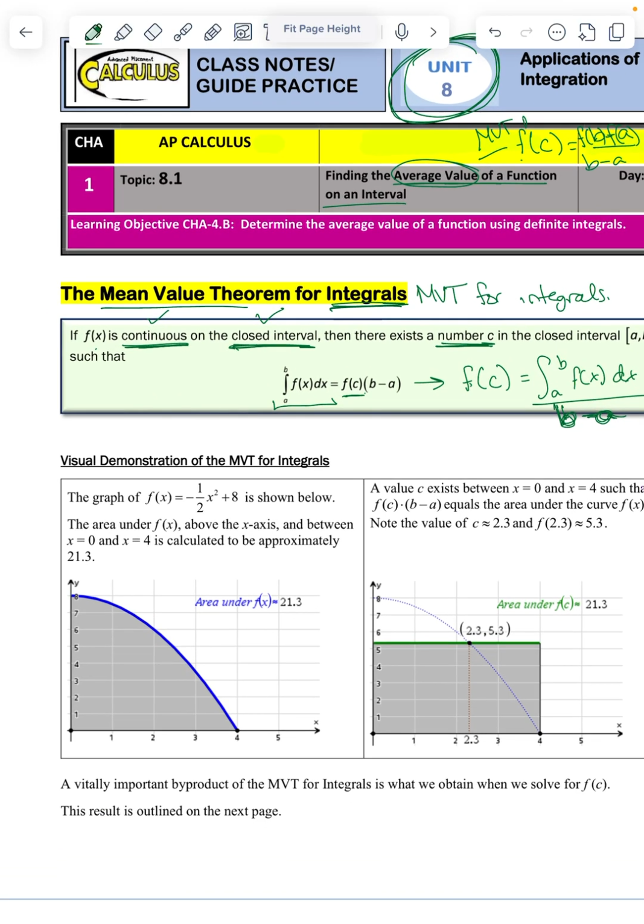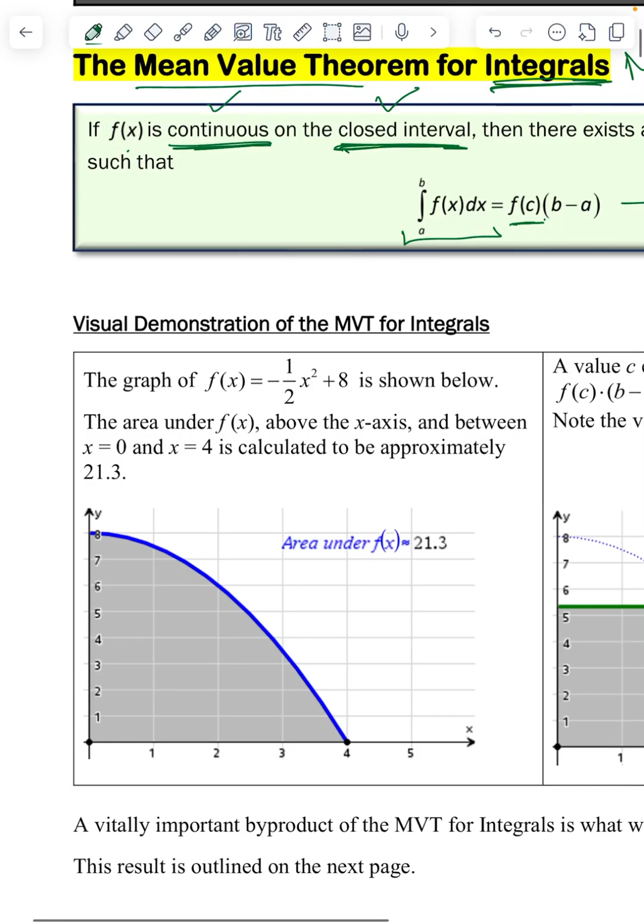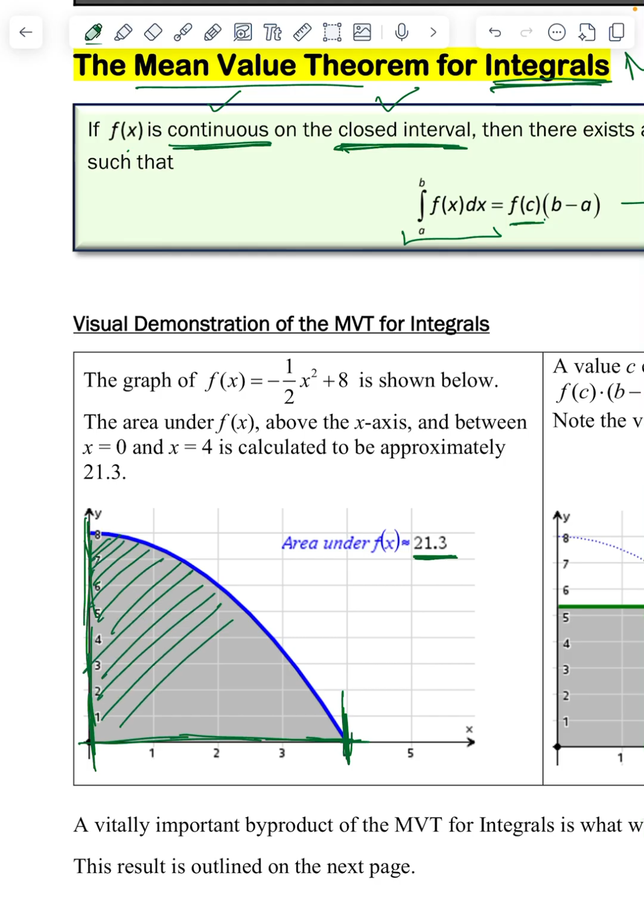So here's our visual demonstration of this for integrals. We have this graph of f of x, which is negative x squared plus 8, shown below. The area under f of x above the x-axis and between x equals 0 and x equals 4 is calculated to be approximately 21.3. So this area right here is 21.3.